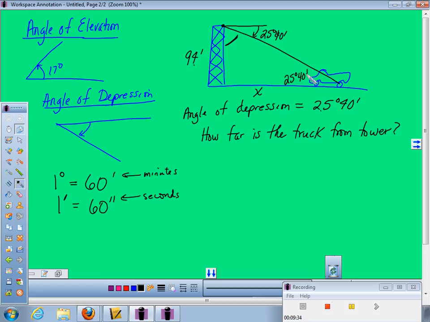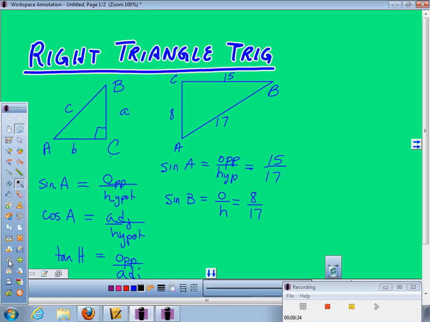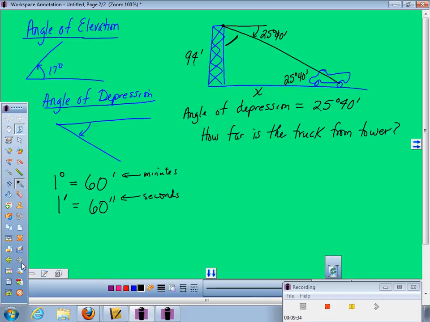What sides am I working with here? Opposite, adjacent, hypotenuse? From this angle, I know opposite. I'm looking for adjacent. So I have to have the trig function that has opposite and adjacent in it. Which, if I pop back, opposite and adjacent was tangent. So I need to do tangent.